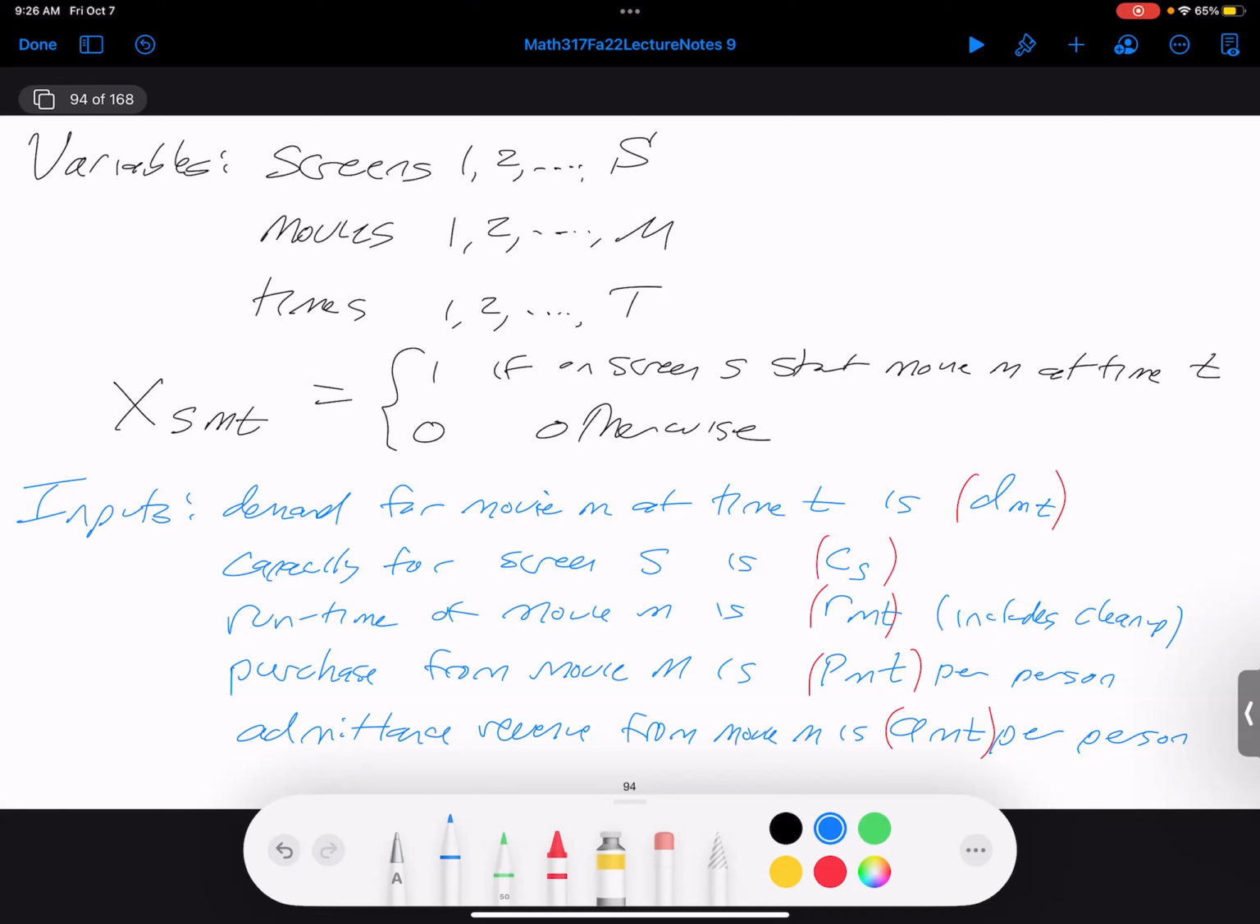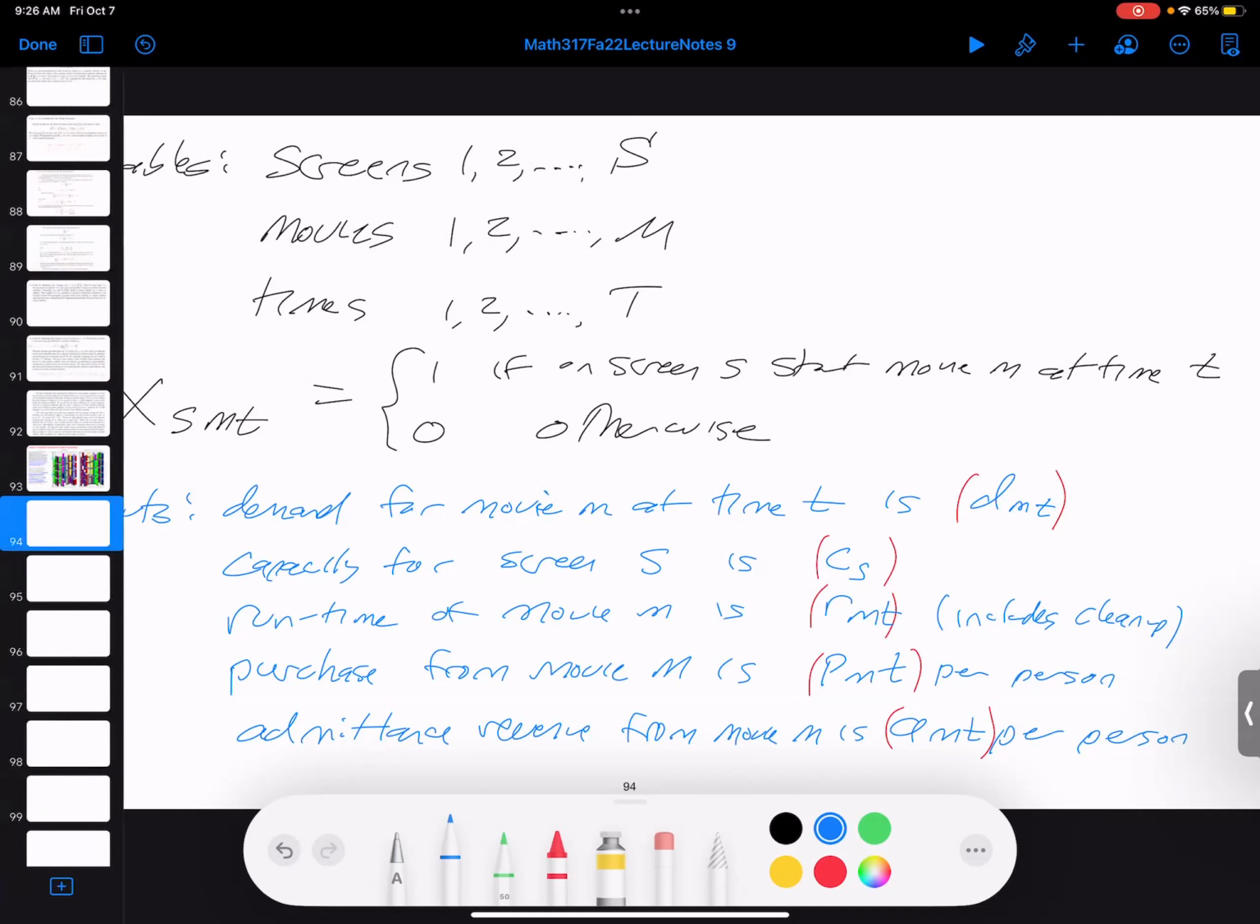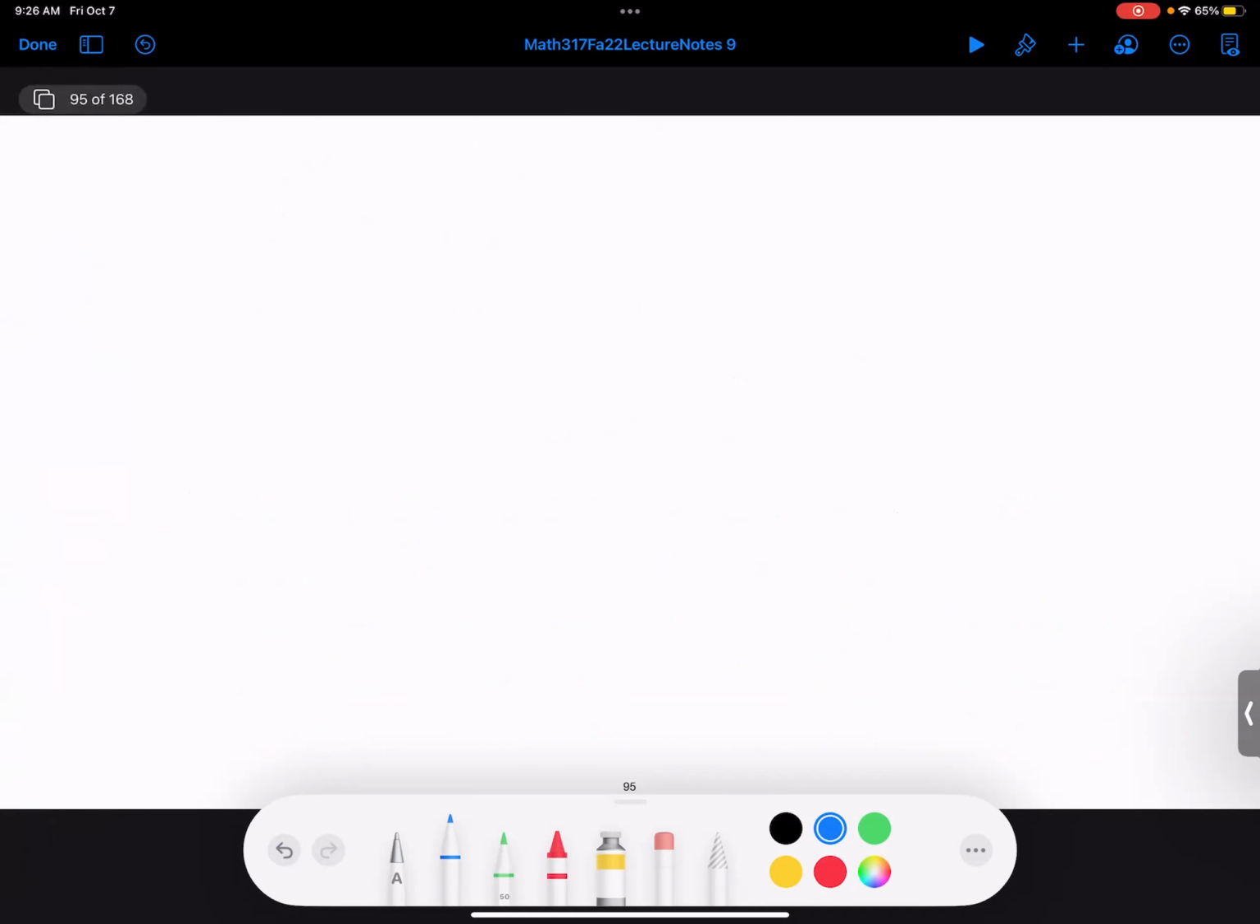Okay, so now the question is, can you start giving me some of the constraints? What do you think might be reasonable constraints? Say it in English, and then we'll try to convert it to math. You own a movie theater. What is a hard constraint that must be true? One movie per screen at a time.